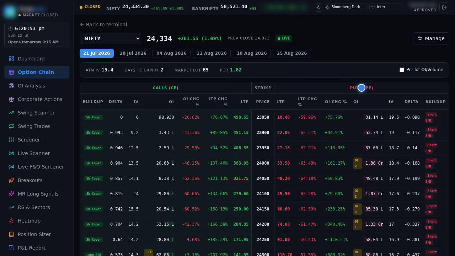For calls, strikes below the spot are in the money and already carry real value, while strikes above the spot are out of the money and cheaper but riskier. For puts it's the mirror image. And one rule that matters on TradeLele: we only ever buy options. We never sell or short them.